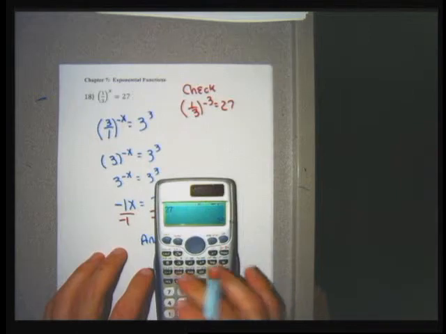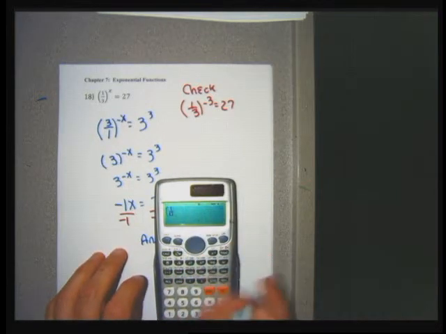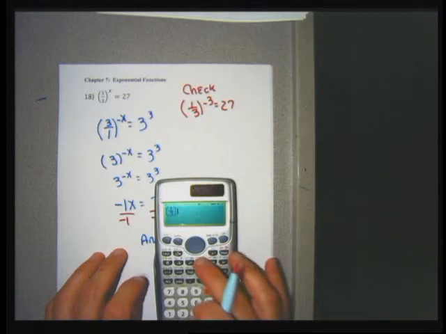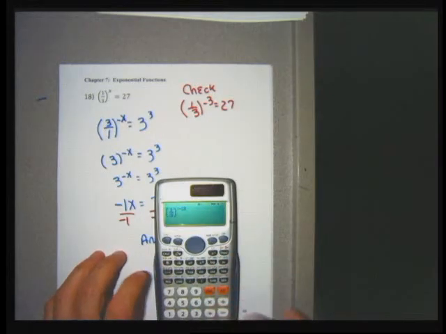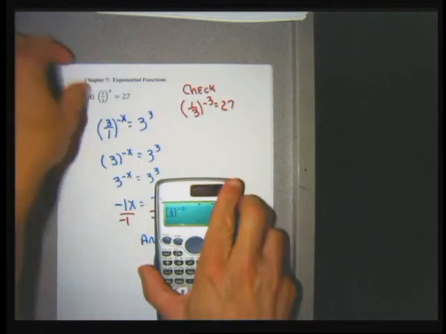So, parentheses, fraction, 1 over 3, parentheses, exponent, negative 3. And I get the 27 that I was supposed to get. So I know that my answer is correct. And I can move on to the next problem. And hopefully it's more of the same, because I'd like to do more than 2 of these.